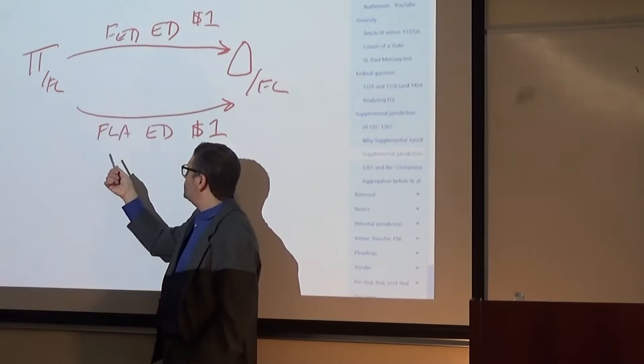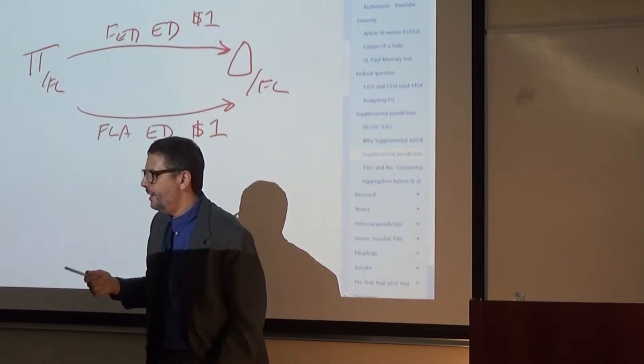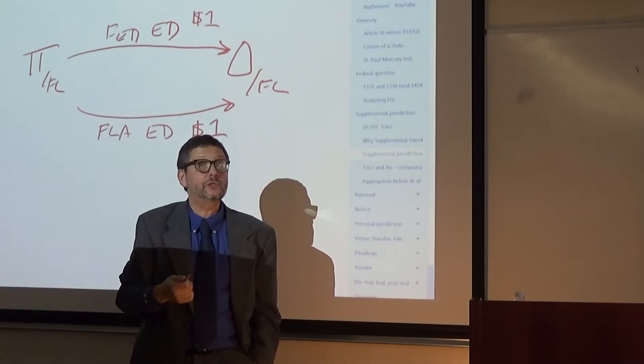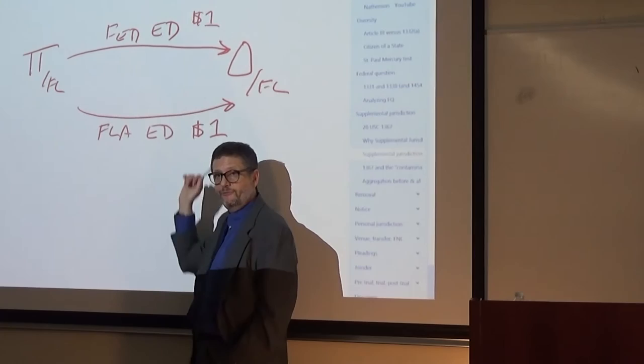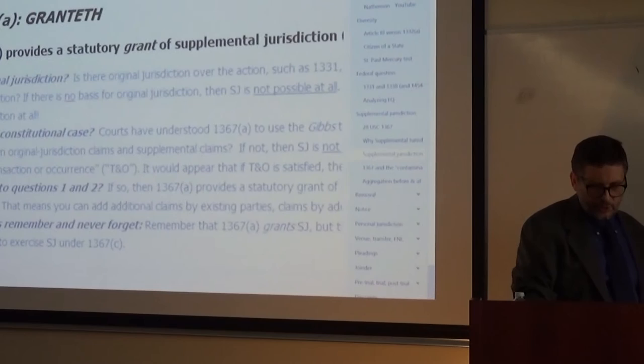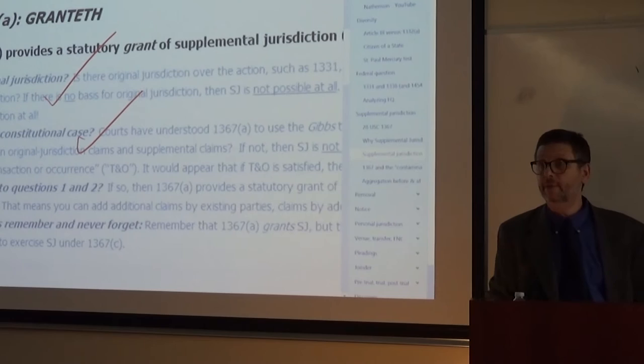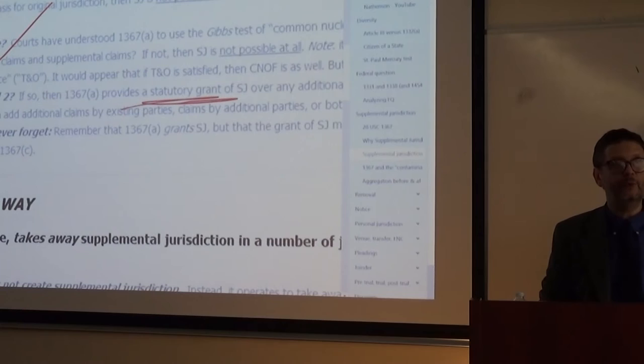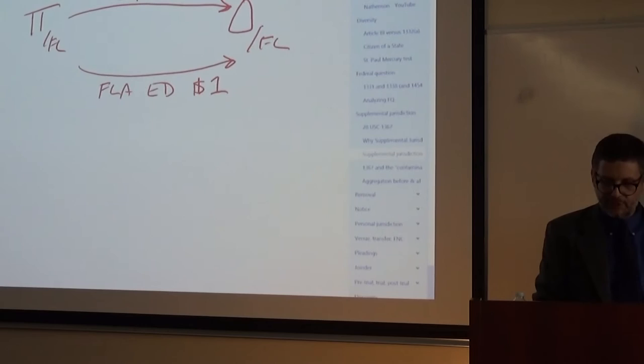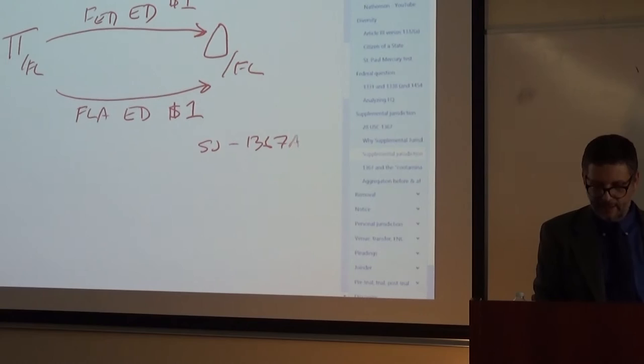However, let's assume that the state and the federal employment discrimination claims are both asserting the same basic facts, right? Say, firing someone based on their race or their color or their religion, and that's covered under both the state and the federal law. Well, going back to this, we have original jurisdiction. It's a common nucleus of operative facts between the original claim and the other claim. Therefore, there's a statutory grant of supplemental jurisdiction over the supplemental claim. So the analysis under 1367A is okay. That's your basic analysis.